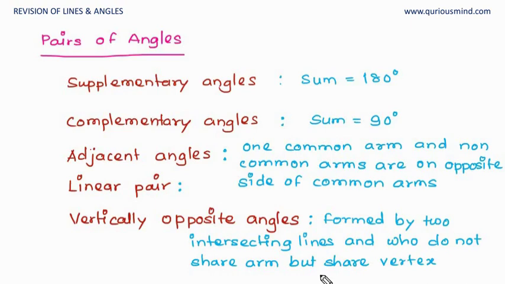Now, in this chapter, we will take our understanding of lines and angles further, and we will see axioms, postulates, and theorems related to lines and angles.